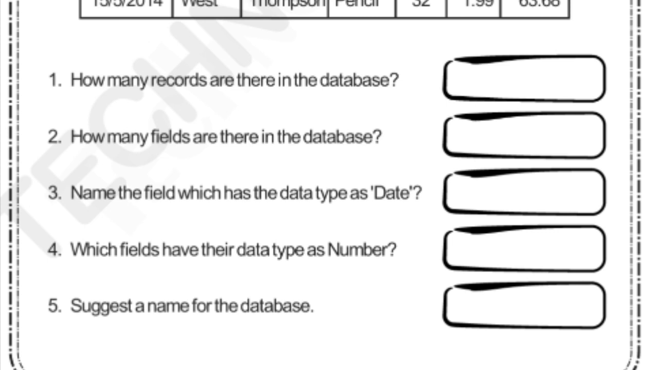Second question: how many fields are there in the database? Fields are nothing but column headings. We have here 8 column headings. Field 1 is order date, then region, salesperson name, units, item and cost value. So these are the field names. We have here 8 fields in the table. You have to count the columns.